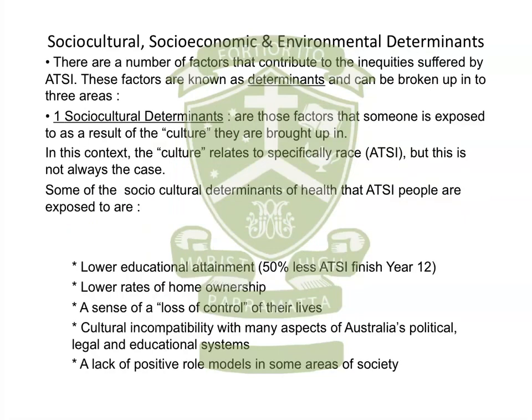Now, looking at the determinants, we've broken them up into 3 specific areas: socio-cultural, socioeconomic and environmental. So the first one, socio-cultural. These are factors someone's exposed to as a result of the culture they're brought up in. In this context, we're talking specifically to race, the Aboriginal and Torres Strait Islander race, but that's not always the case.